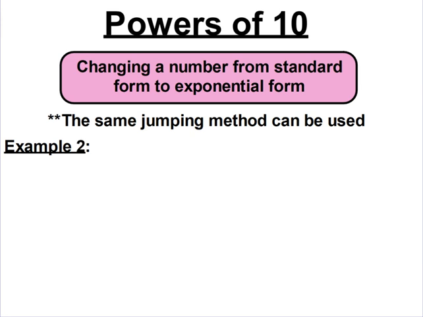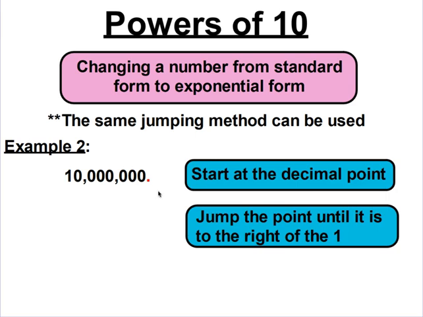All right, let's take a look at example 2. This time we're doing 10 million. So I already put my point in at the very end of the number because when we have a large number like this, there's no decimal point written to begin with, so we have to write one at the end of the number. Now I'm going to jump until I get right after the 1, like I did with the last problem. So when I do that, I create 1, 2, 3, 4, 5, 6, 7 jumps. Yep. So I do my 7 jumps.